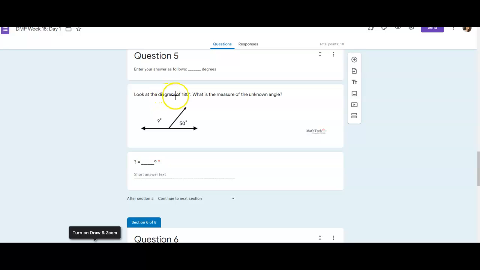Question 5, my screen went black. Question 5 says, look at the diagram of 180 degrees. And remember, a straight line is 180 degrees. What's the measure of the unknown angle? So what is this measurement here? Well, if we know a straight line is 180 degrees, and we know that we're given 50 degrees, we can simply subtract to find out how many degrees that angle is.